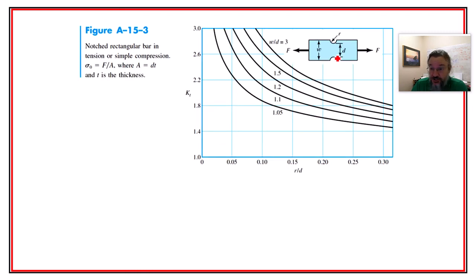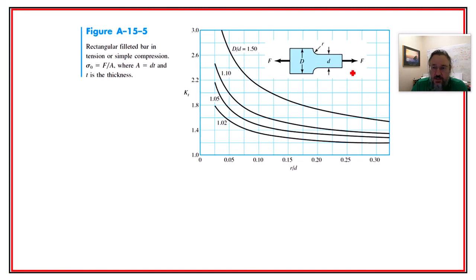Here's one where we have a notch, and this is going to be a function of W over D, so this width compared to what we call the throat area at the bottom of this, and it's also a function of the radius of this to the throat, right there. So you want to note that the area is going to be that throat times the thickness, and that's the nominal stress. Here's one with a fillet, where we make this transition from a wider section, for whatever reason we call it D.